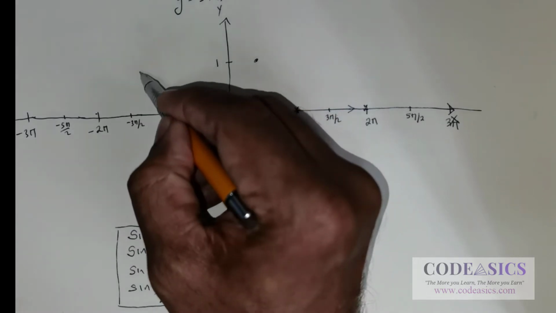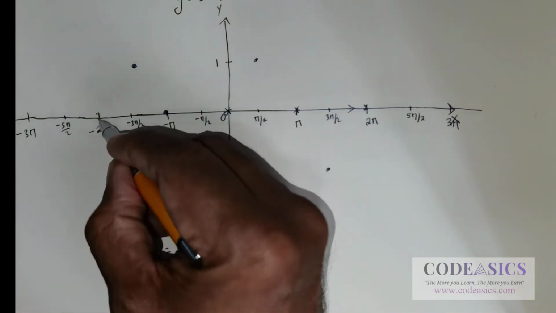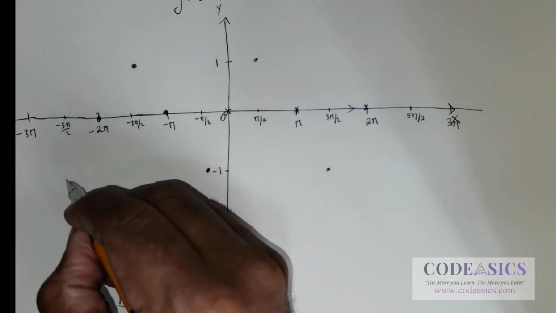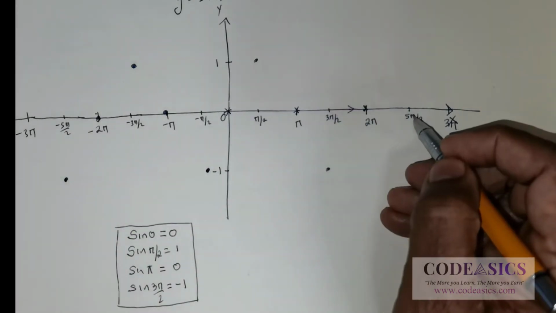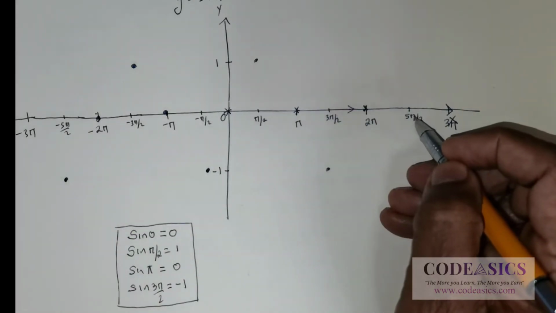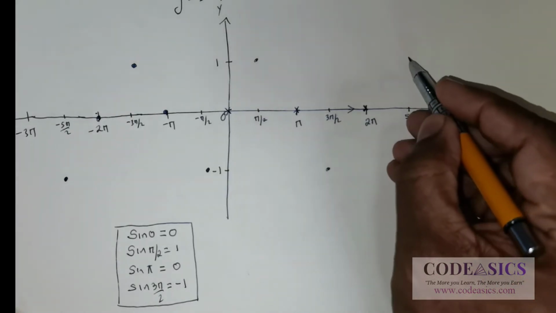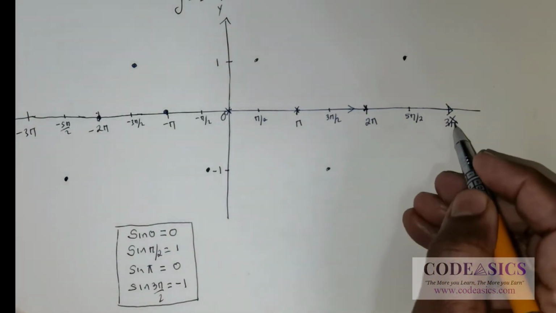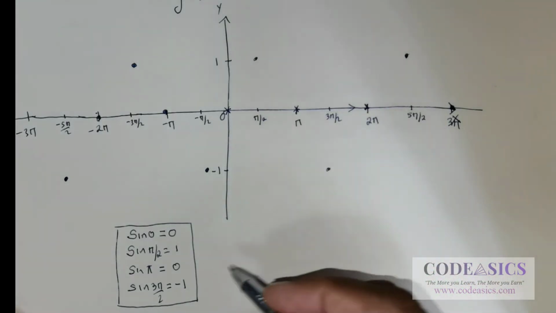Sine 3 pi over 2 is going to be positive 1. And sine 2 pi is going to be 0. And sine negative 5 pi over 2 is going to be negative 1. In this case, sine 5 pi over 2 will be positive 1. So let me place that point, positive 1. And then sine 3 pi is going to be 0. So I think this is fine.